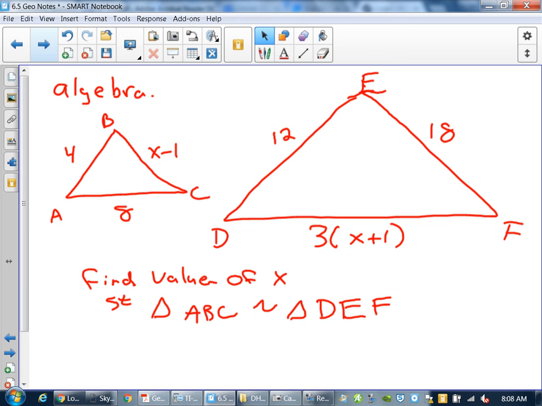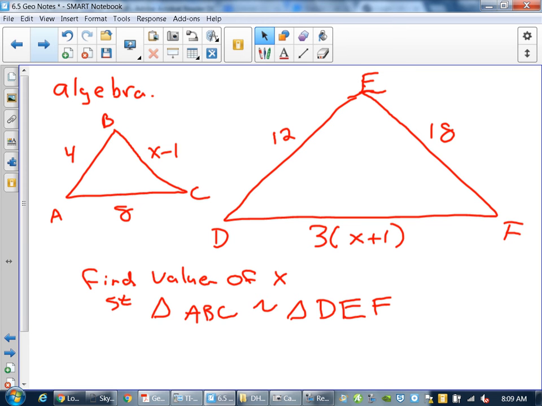So we go back, we start filling them back in. AB, 4. DE, 12. BC is x minus 1. EF is 18. CA is 8, and then 3 times x plus 1. So you're probably noticing right away that you're going to get some sort of a scale factor here. 1/3, very good. So I'll use this fraction to solve for x.